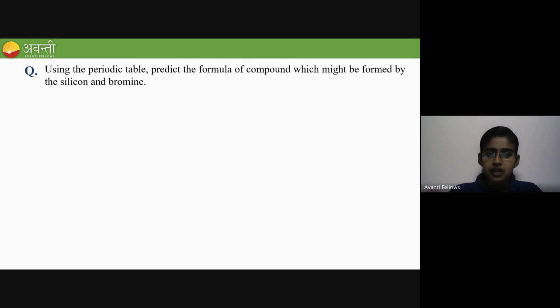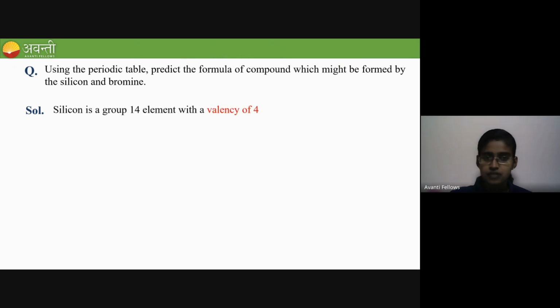Using the periodic table, predict the formula of the compound which might be formed by silicon and bromine atoms. How do we find the formula of the compound from silicon and bromine? To predict the formula from the given elements, you have to look for the valency. The first element is silicon. Silicon belongs to group 14, and the valency of group 14 is 4.